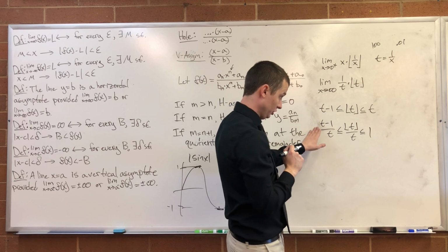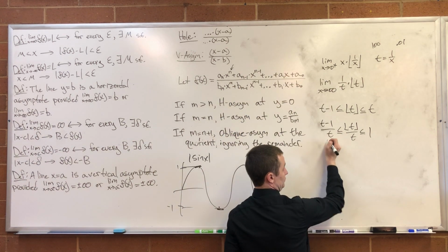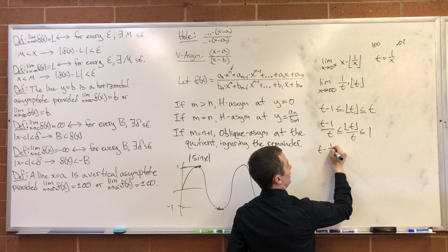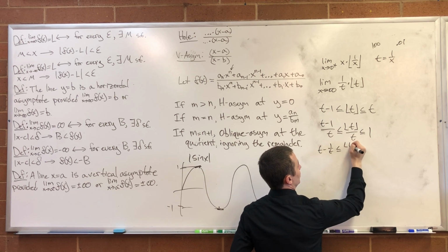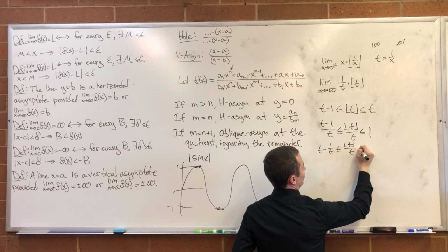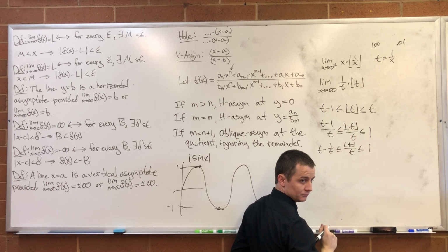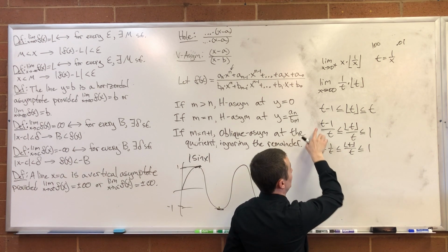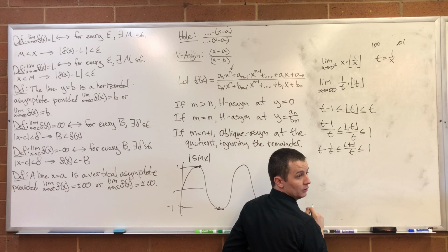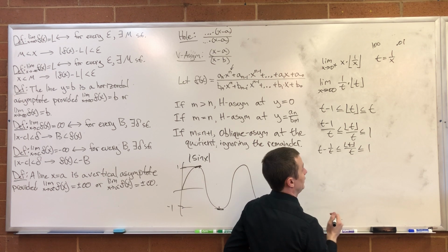Okay, a little bit of algebra on the left-hand side. We get t minus 1 over t is less than or equal to the floor of t over t is less than or equal to 1. Just splitting this up into 2 fractions. With me? Take our limits.